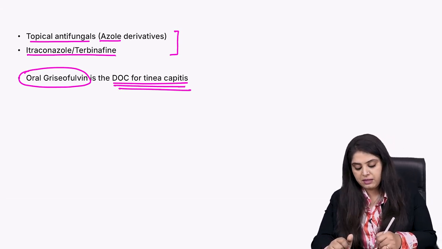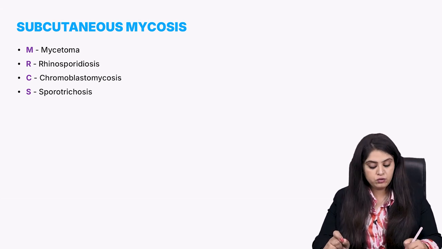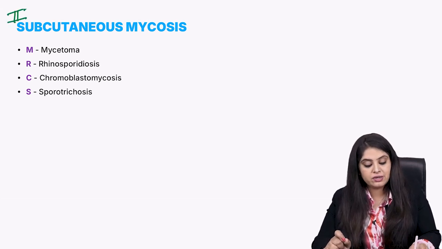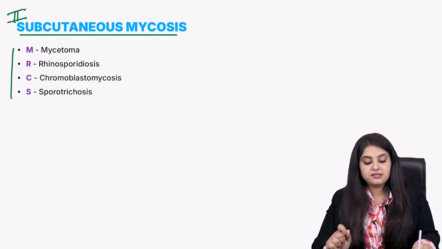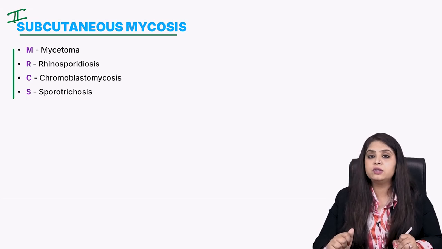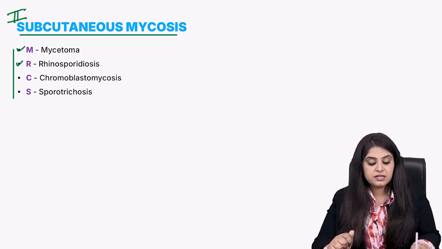Finally, with this, you have wrapped up all the superficial infections, and you move on to the second category, which is known as subcutaneous mycosis. Well, I have taught you earlier that this is learnt as MRCS, and that is exactly what we are going to study. In this video, we will study the first three.